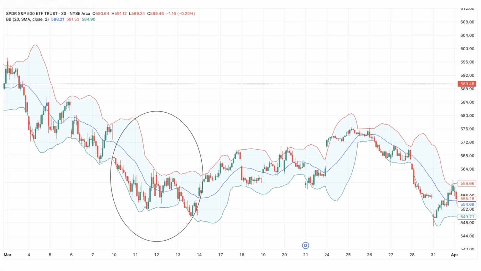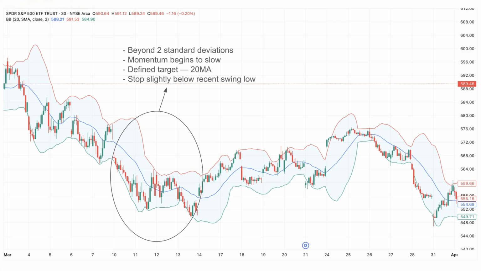However, around March 10th to 13th, SPY becomes statistically stretched, deeply extended below the lower band near the 548 to 550 area. At the same time, downside momentum begins to slow. Now the setup aligns with our checklist. Price is beyond two standard deviations. Momentum shows signs of exhaustion. The target is the 20-day moving average. And risk can be defined just below the recent swing low. Over the next few sessions, price reverts back toward the middle band, a textbook snapback.